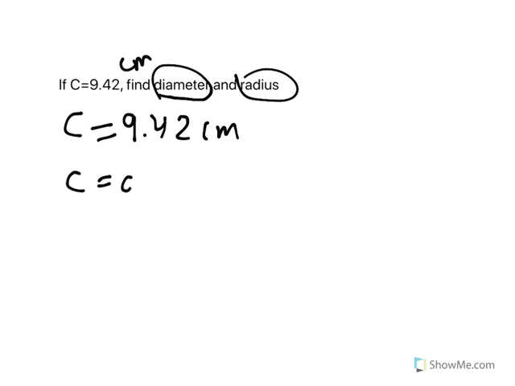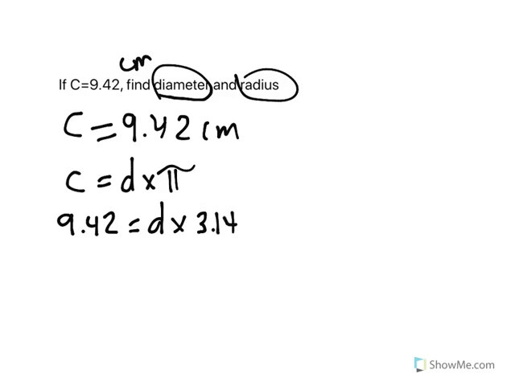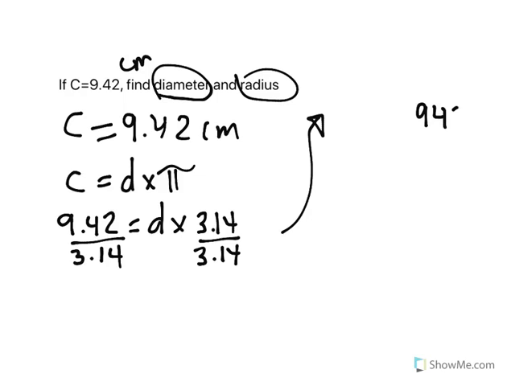It says C is equal to D times pi. So I'm going to go 9.42 equals D times 3.14. We have done this many times, so you know you're going to divide to find out exactly how much that is. So in this case, let's review the division of decimals. I'm going to do it on this side here. I'm going to multiply it by 100 so I can get rid of the decimal point.